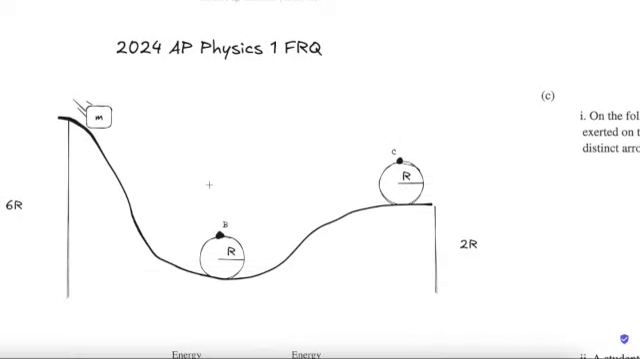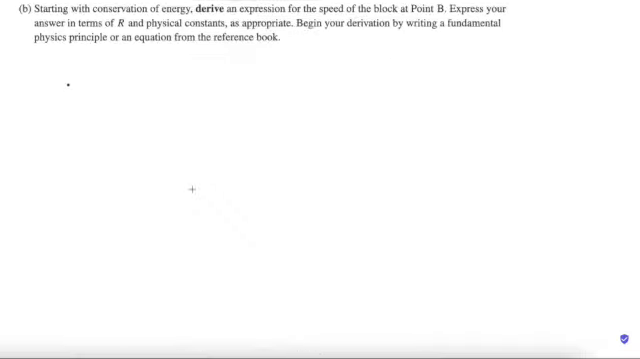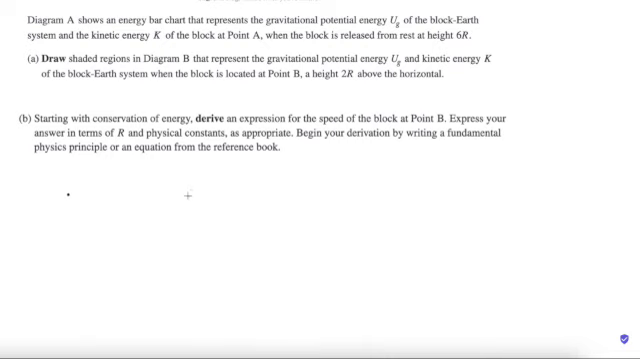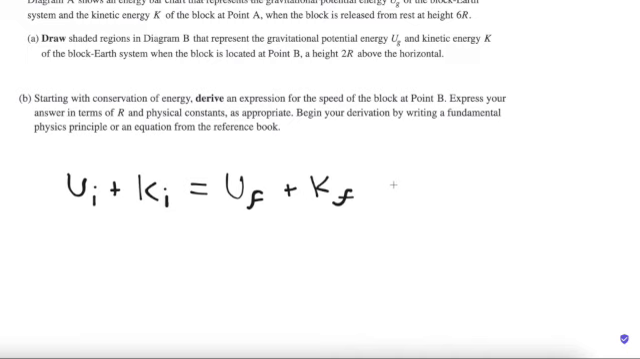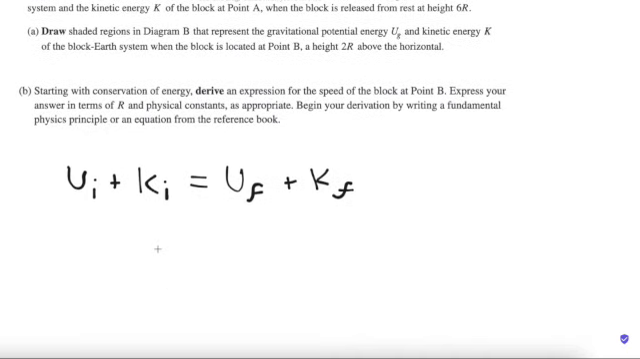So how would we set that up? First let's write down the basic formula for conservation of energy, and that is going to be potential initial plus kinetic initial is equal to potential final plus kinetic final. And why is that? It's because mechanical energy, which is the addition of potential and kinetic, has to stay the same. There are no non-conservative forces, so energy is conserved.